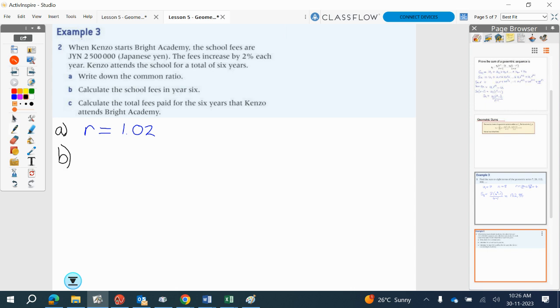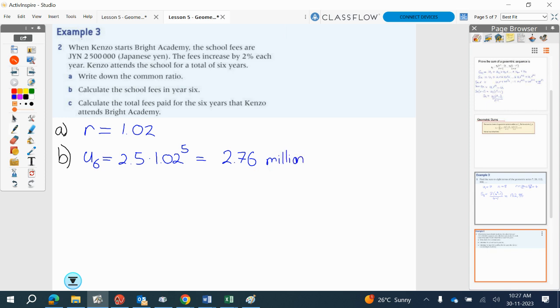B. So we need U6. What's U1? It's 2,500,000, so I'll write it as 2.5 million, times 1.02. What do I raise this to the power of? 5, because it's 1 less than 6. So it's n minus 1, which gives us 5. Put that into the calculator. What do we get? 2,760,000. 2.76.